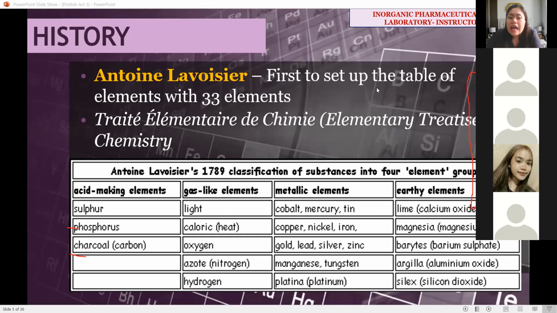So, apat lang iyahang classification class: acid-making elements, gas-like elements, metallic elements, and earthy elements. So, maulang gina iyahang 33 ka book niya, upat siya ka grupo. So nakadepende kung unsa ang ilahang properties ang pag-grouping ni Antoine Lavoisier. Napa na siya gi-appeal din nga caloric or heat, in which ang modern periodic table karon wala na siya appeal. And even ang light, gi-appeal pa na niyang light din ha. Pero again, they are not now considered as elements.